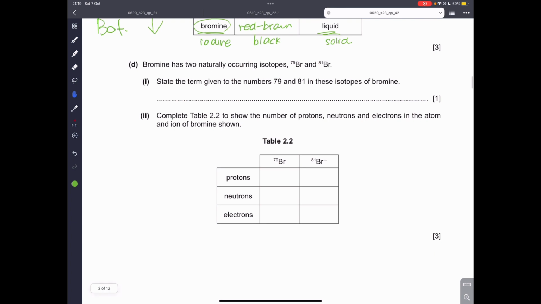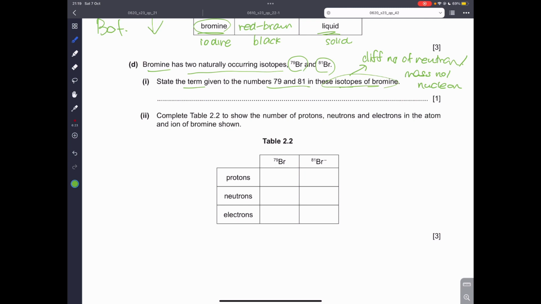Question number D. Bromine has two naturally occurring isotopes, 79Br and 81Br. State the term given to the numbers 79 and 81 in these isotopes of bromine. So what is the meaning of isotopes? Isotopes are basically the same element but different number of neutrons, or different mass number or nucleon number, whatever you like to say, they all mean the same thing.